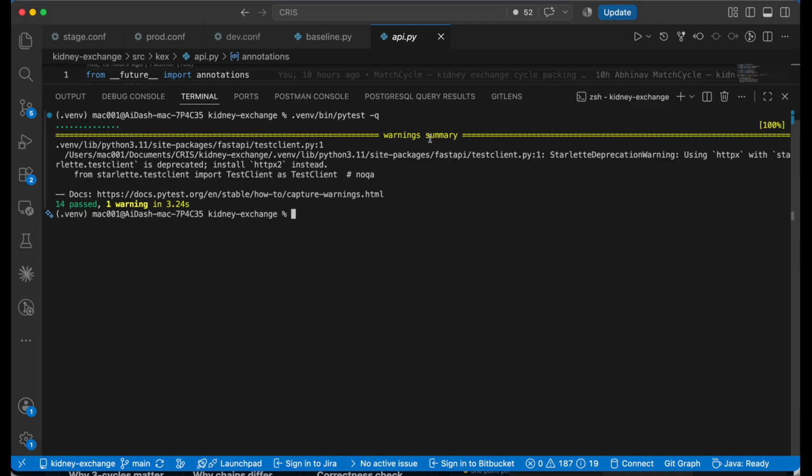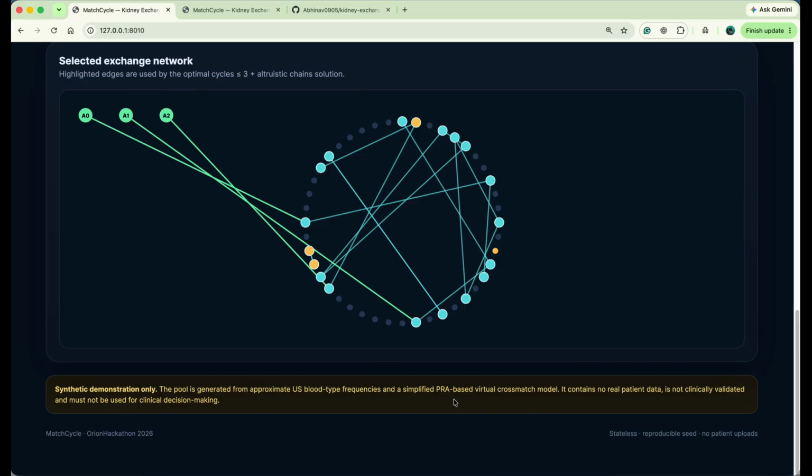The pool is synthetic, generated from population statistics, no patient data, not clinically validated, and it says so on the page. But the model is real, the solver is exact, and it's live. Same seed, same answer, every time.